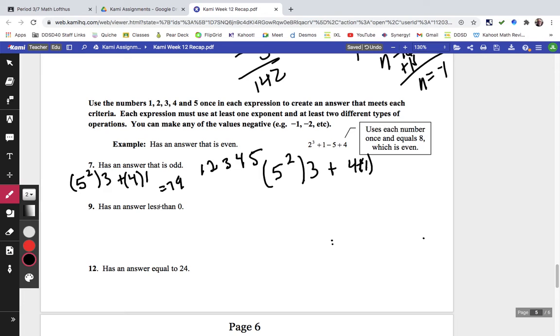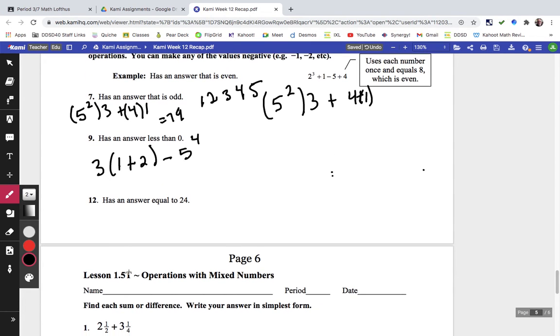And we want an answer less than 0. And that is going to be 1 plus 2 times 3 minus 5 to the 4th power. And that is clearly going to be less than 0 because this is very big, 625, and this is only 9.